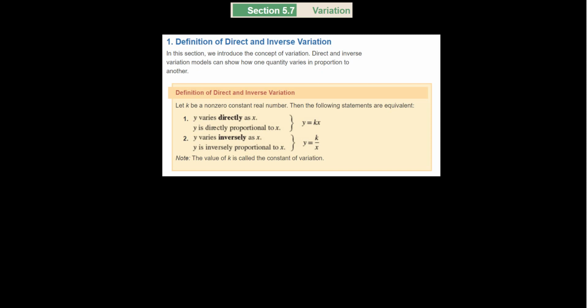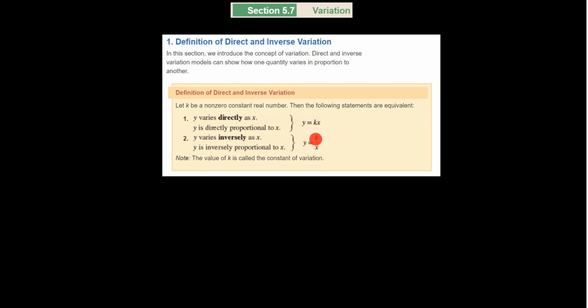Just looking at one: y varies directly as x, and y is directly proportional to x. So these two statements are equivalent to one another. If we put it in algebraic form, it's simply y is equal to kx. If we are varying directly, then we're simply multiplying by the constant. We have to have some sort of constant. If we are varying directly, we are multiplying by the constant.